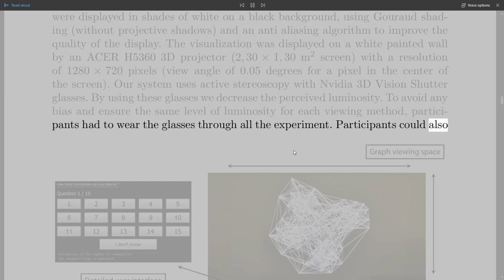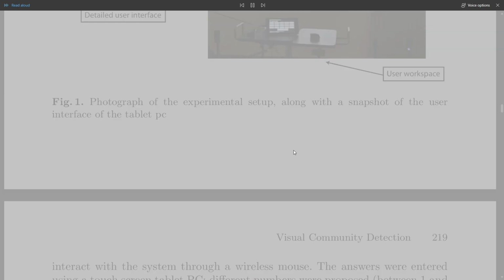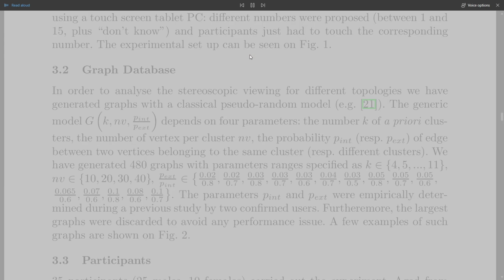Figure 1. Photograph of the experimental setup along with a snapshot of the user interface of the tablet PC, showing the graph viewing space, detailed user interface, and user workspace. Participants interacted with the system through a wireless mouse. The answers were entered using a touchscreen tablet PC. Different numbers were proposed, between 1 and 15, plus don't know, and participants just had to touch the corresponding number. The experimental setup can be seen on Figure 1.